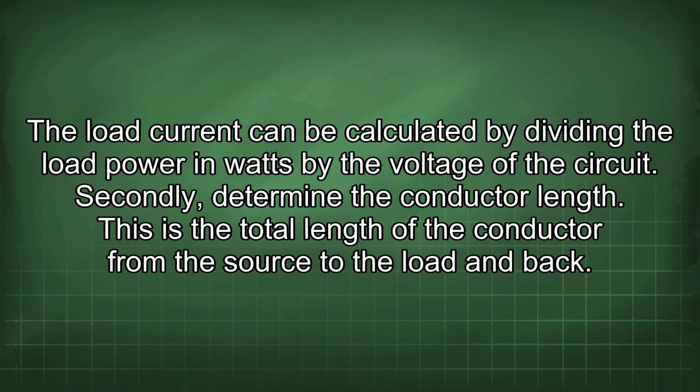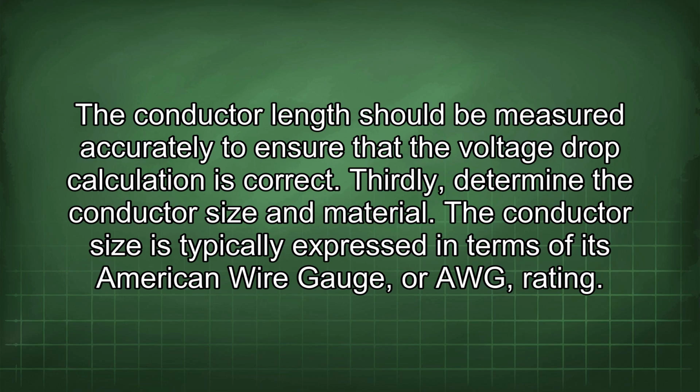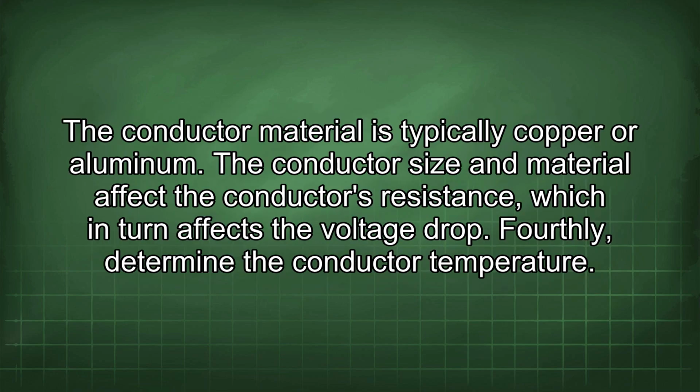Secondly, determine the conductor length. This is the total length of the conductor from the source to the load and back. The conductor length should be measured accurately to ensure that the voltage drop calculation is correct. Thirdly, determine the conductor size and material. The conductor size is typically expressed in terms of its American Wire Gauge, or AWG, rating. The conductor material is typically copper or aluminum. The conductor size and material affect the conductor's resistance, which in turn affects the voltage drop.